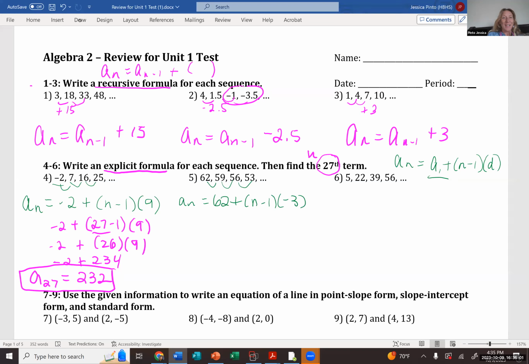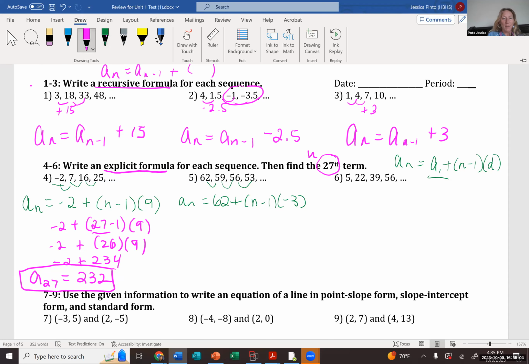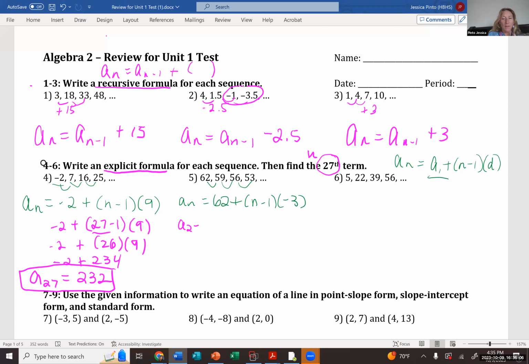And now to find a_27, we're going to do the same thing. So I've got 62 plus, I already know that that's going to be 26. So I'm going to do 26 times negative 3. And again, I don't know that off the top of my head. So I'm going to do 26 times 3. 18. 3 times 2, 6, 78. And that's negative. So I've got 62.